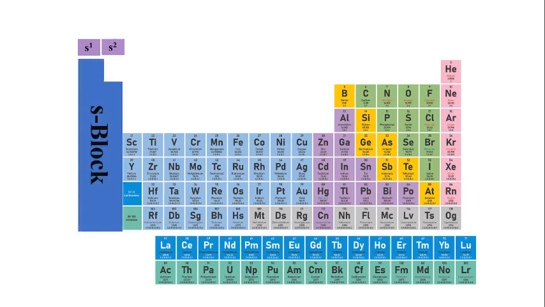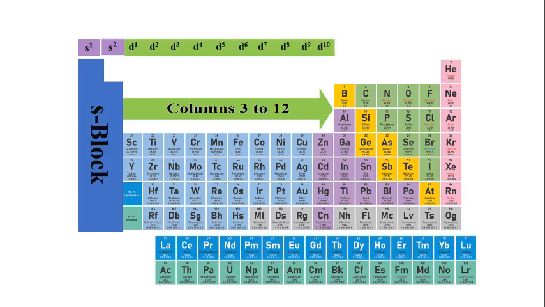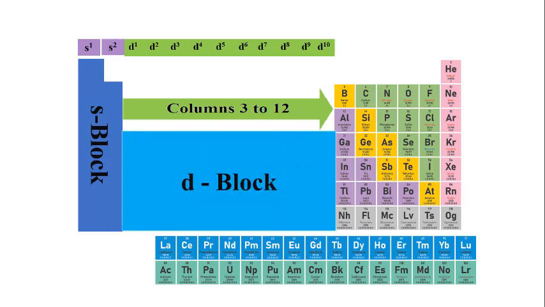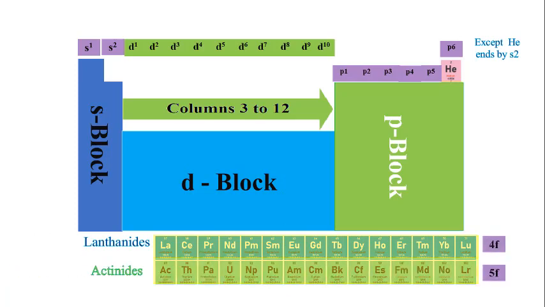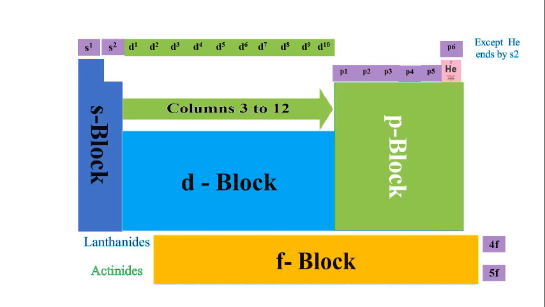The electron configurations of the elements in columns 3 till 12 end by D1 till D10 respectively. These elements constitute the D block. The electron configurations of the elements in columns 13 till 18 end by P1 till P6 respectively. These elements constitute the P block, except helium, which belongs to the S block since its electron configuration ends by S2. The electron configurations of lanthanides end by 4F, and that of actinides, they end by 5F. These elements constitute the F block.